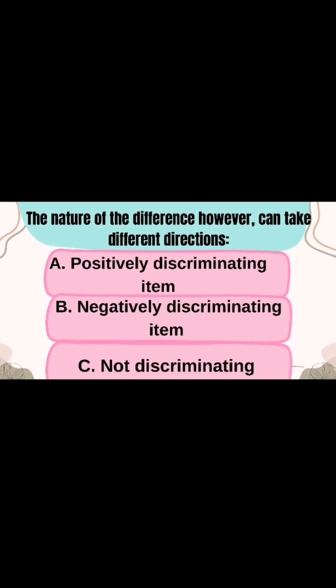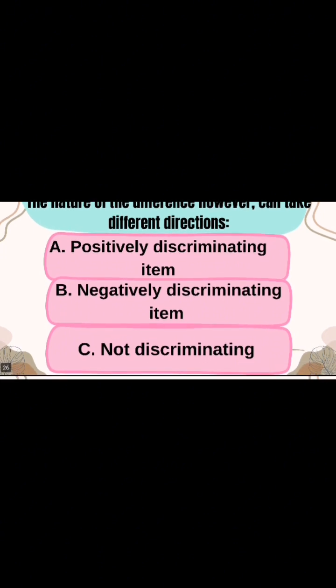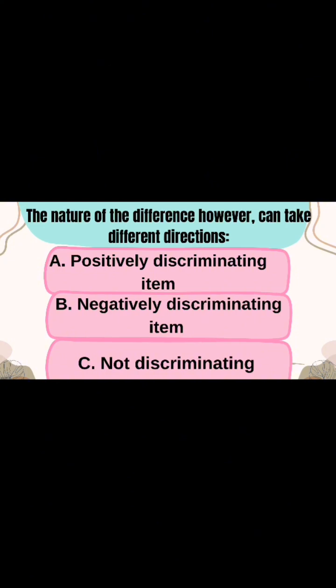The nature of the difference, however, can take different directions. A is a positively discriminating item, B is a negatively discriminating item, and C is not discriminating. You will further understand the function of these different directions later on.